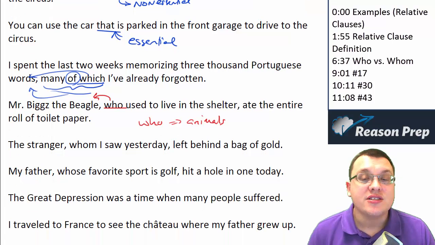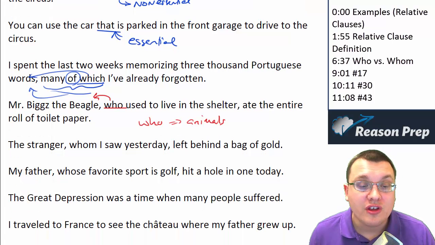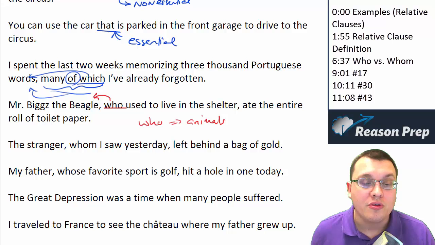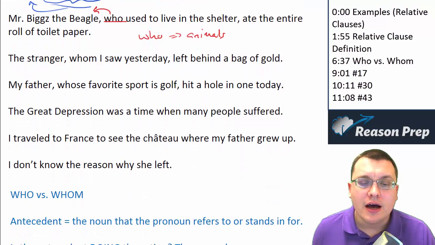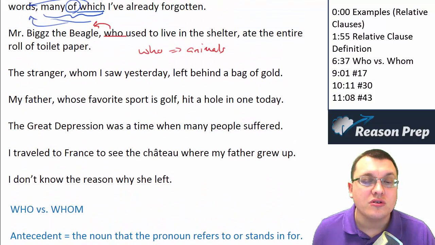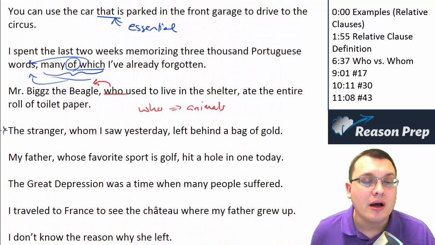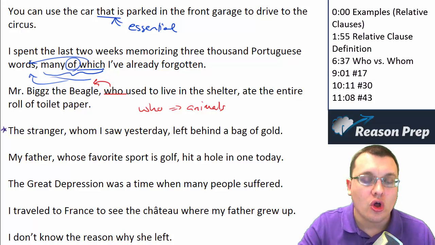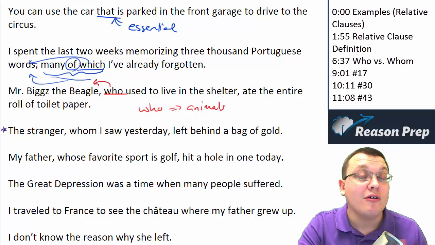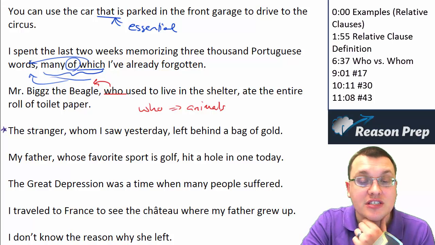The stranger whom I saw yesterday left behind a bag of gold. So this gets into the who and whom thing, which I also discuss right here. So let me just delay the discussion of whom. We will come back to this when we actually get into the longer discussion of this. But whom could be a relative pronoun. That heads a relative clause as well.